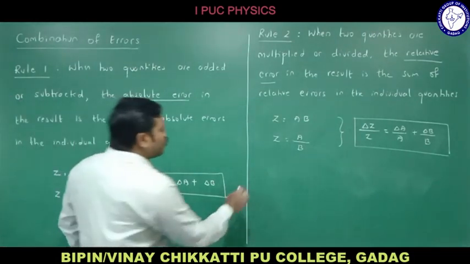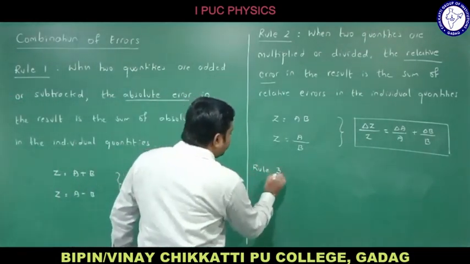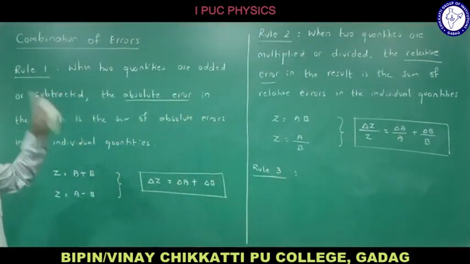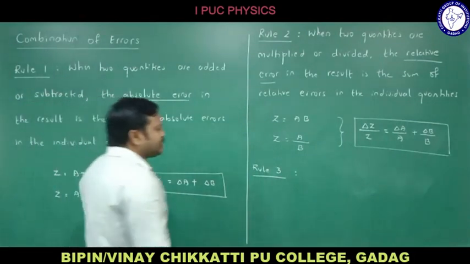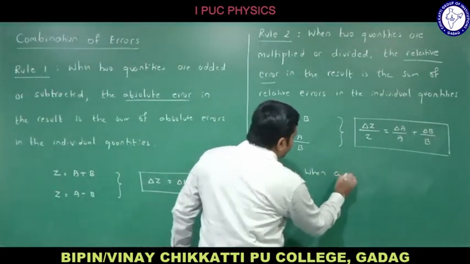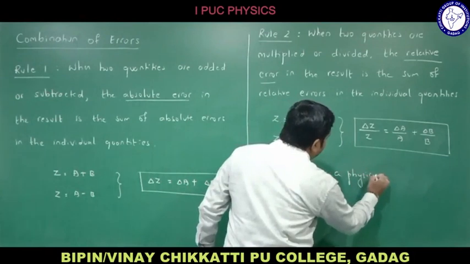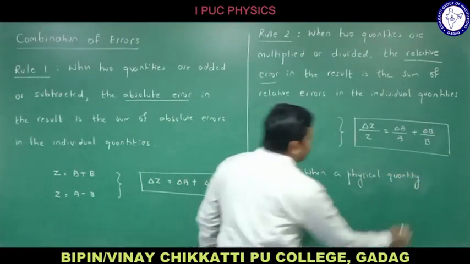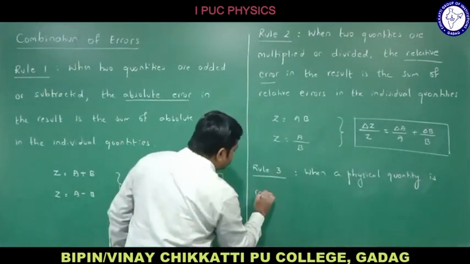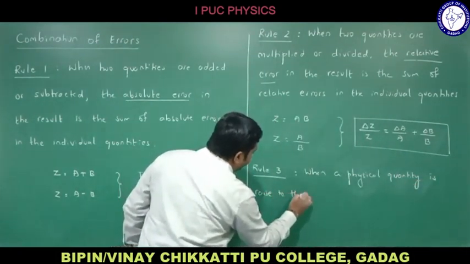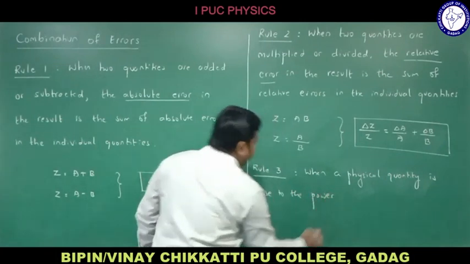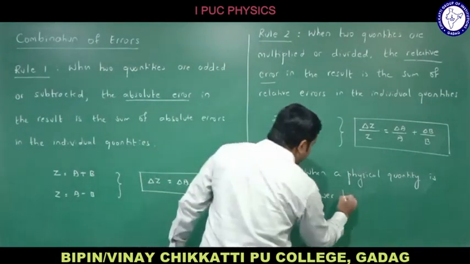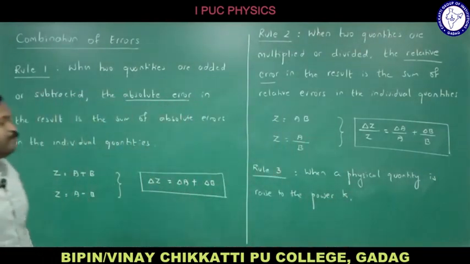Okay, let me go with rule number 3. What is rule number 3? There are 3 rules to be followed whenever we combine the errors. Rule number 3 says that when a physical quantity is raised to the power k, whenever we are raising the power, right?